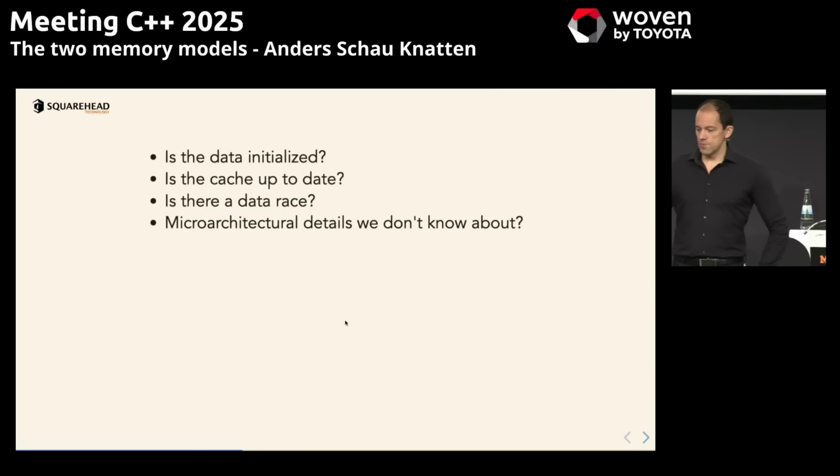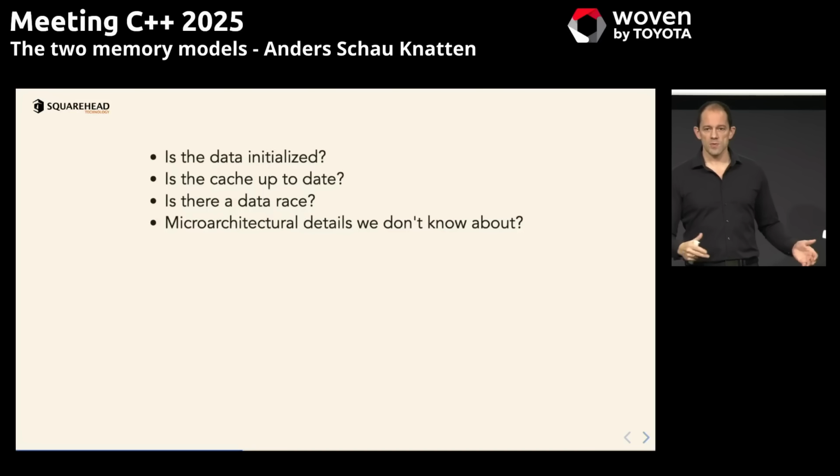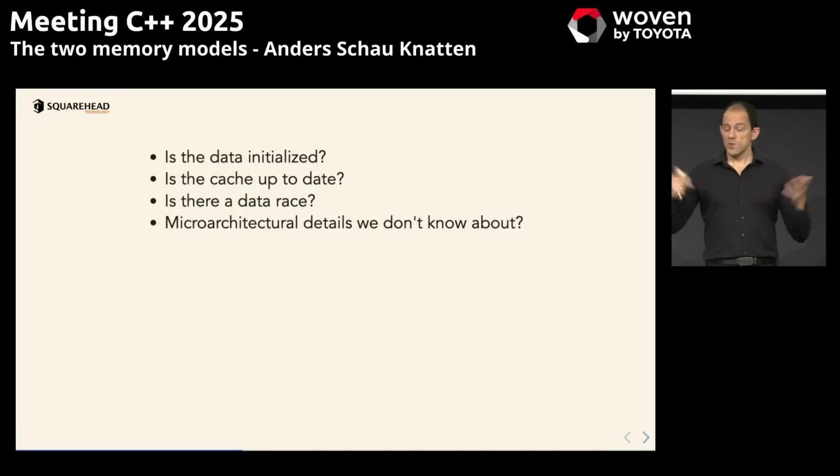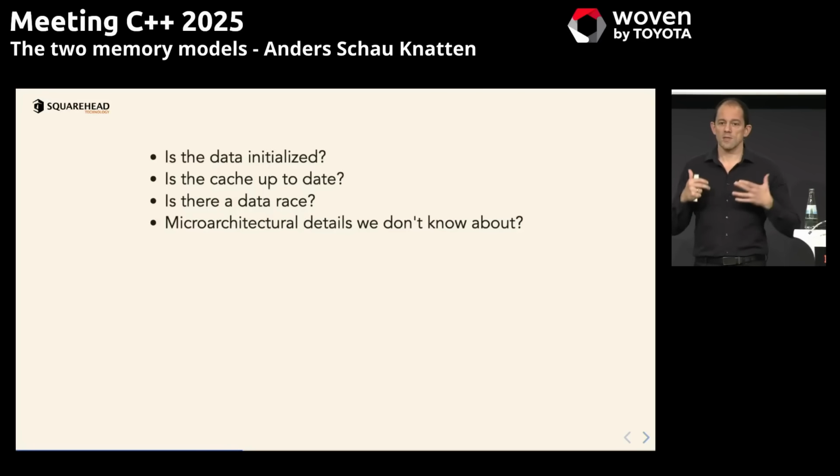So we have to ask all these questions. Is the data initialized? Is the cache up to date? Is there a data race? Are there any microarchitectural details that we don't know about on any of the platforms that we target? And when you write C++, you don't want to think about any of this, right? That's why you want a memory model, so that the memory model can say, here's what C++ is doing, and I'll handle the microarchitecture.